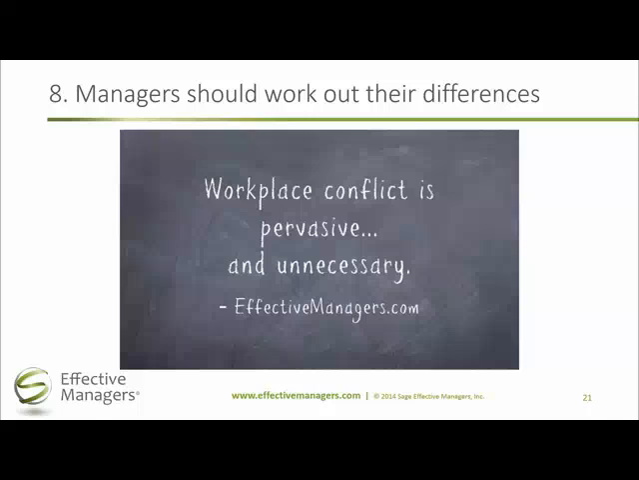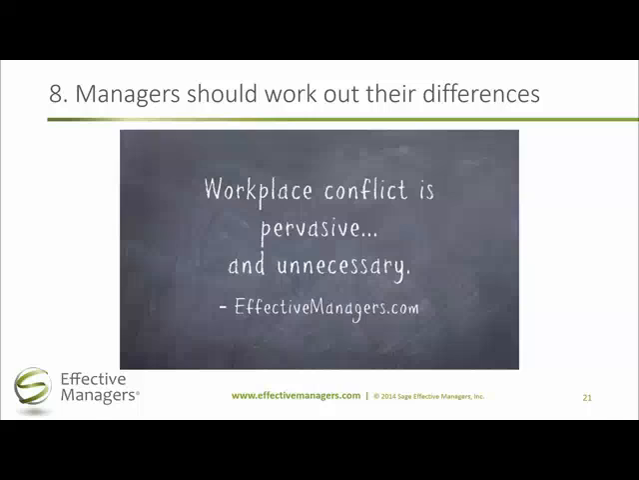The eighth fallacy is that managers should work out their differences. And the thinking goes something like this. I'm a manager and I've got a team, and my team are senior people. They're adults, they're paid a good salary, and therefore if they have any differences of opinion, they should work it out and not come running to me and bother me with their problems. And this is disconcertingly common in organizations.